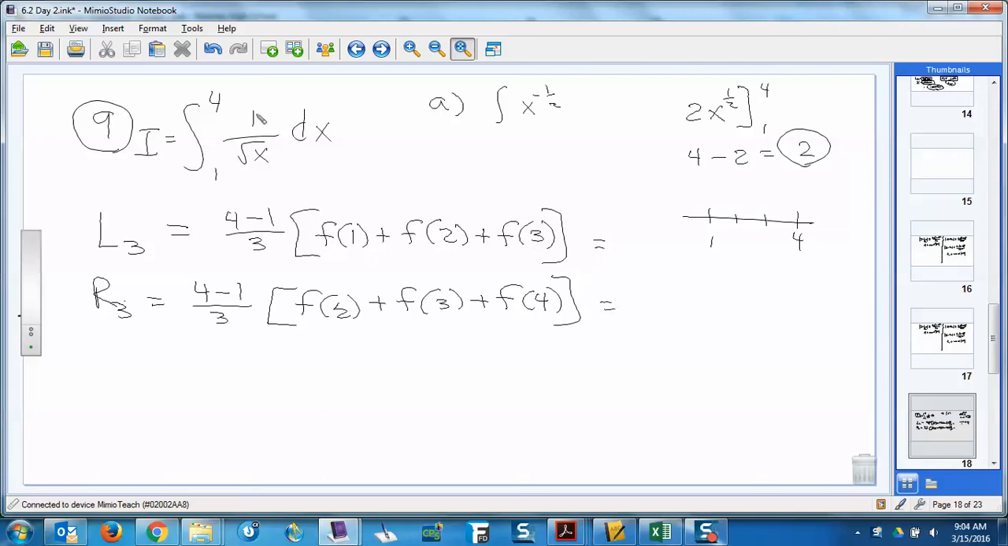You're going to plug 1 into this 1 over square root of x. Of course, that would just be 1, 2, and that'd be 1 over square root of 2, and then plus 1 over square root of 3, okay? And then this one, 1 over square root of 2, 1 over square root of 3, and 1 over square root of 4, which of course would just be 1/2. All right, and then out here in front, we just have a 1.